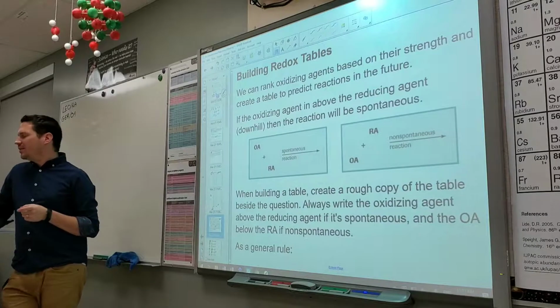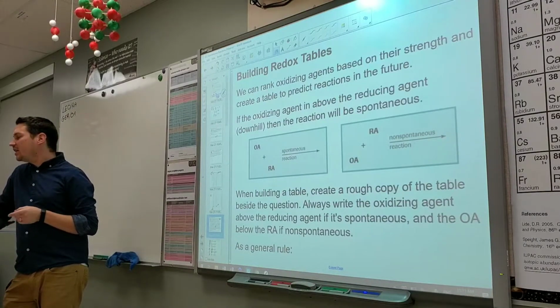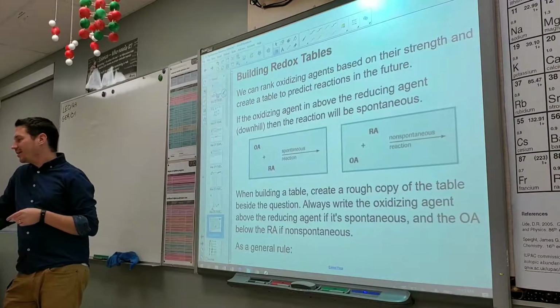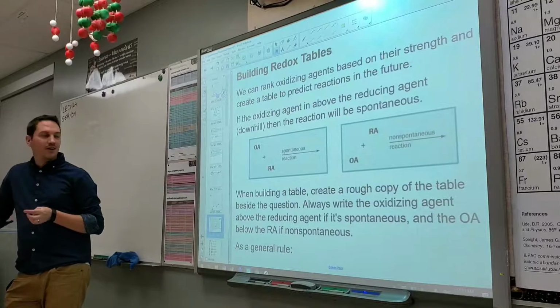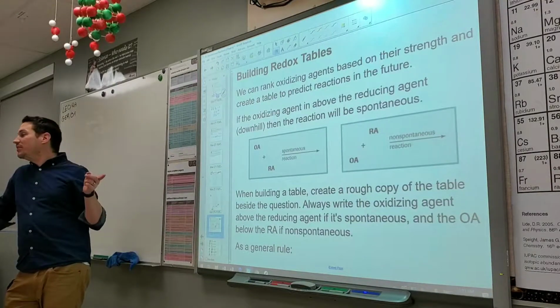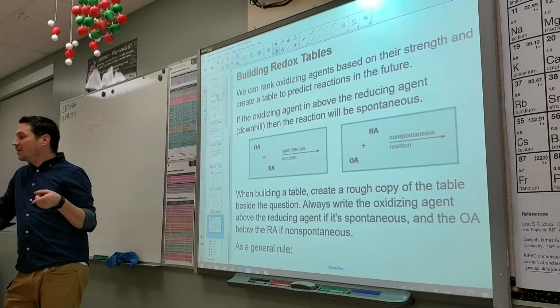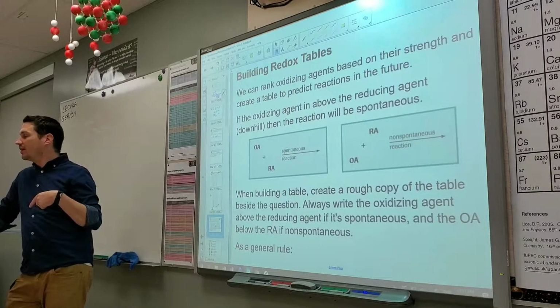In the equilibrium unit, when we were doing, calm down. Yeah, I know it's cartoon characters. Just calm down. In the equilibrium unit, when something was downhill, that meant it was products favored.